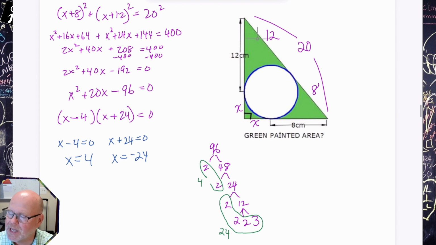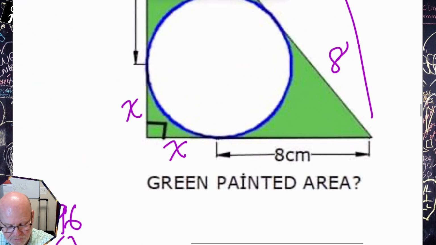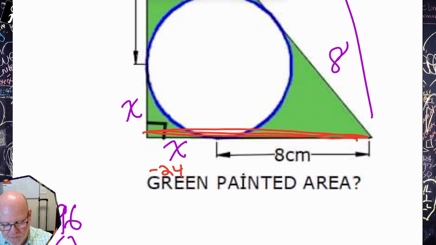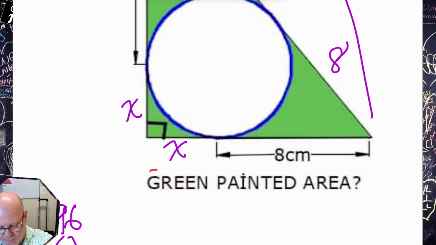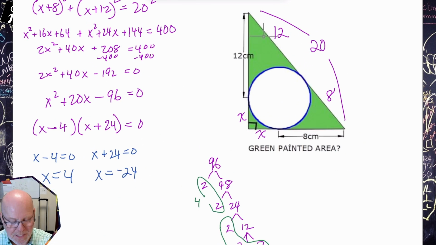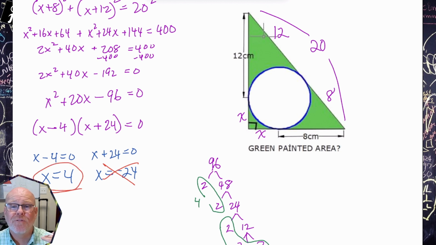And we know x cannot equal negative 24. And how do we know that? Well, we know it can't be negative 24 because if x equaled a negative 24 right here, that would make this entire length a negative. And you can't have a negative length in this problem. So we know it cannot be negative 24. That means x has to be 4. So now we know that x has to equal 4.